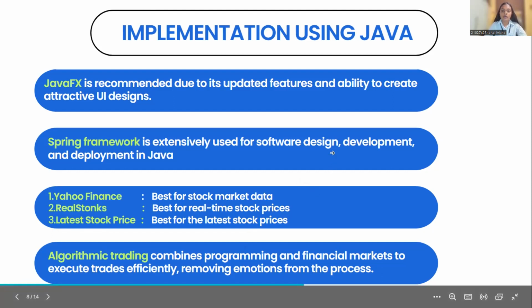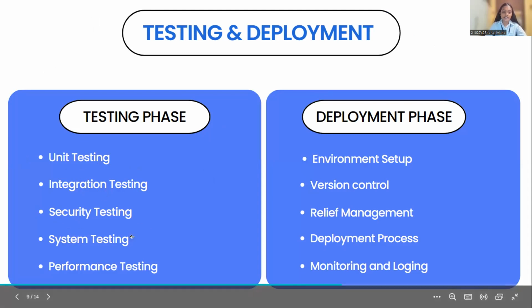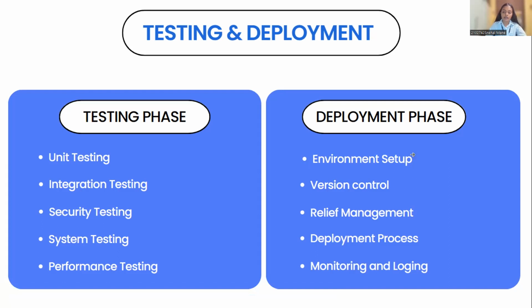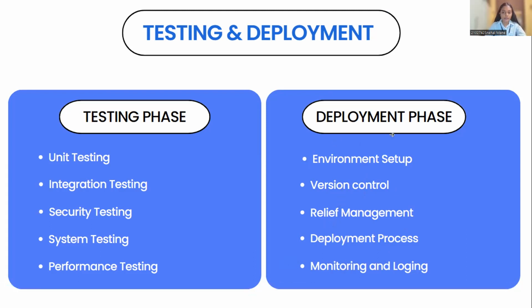So this is how Manish will implement it, and he will then test and deploy the application. He will use unit testing, integration testing, security testing, system testing, and performance testing, and he will deploy it by environment settings, that is, he will use a server to make it usable for the customers, version control, release management, deployment process, monitoring and logging. These are some of the steps that will be involved in the deployment phase.